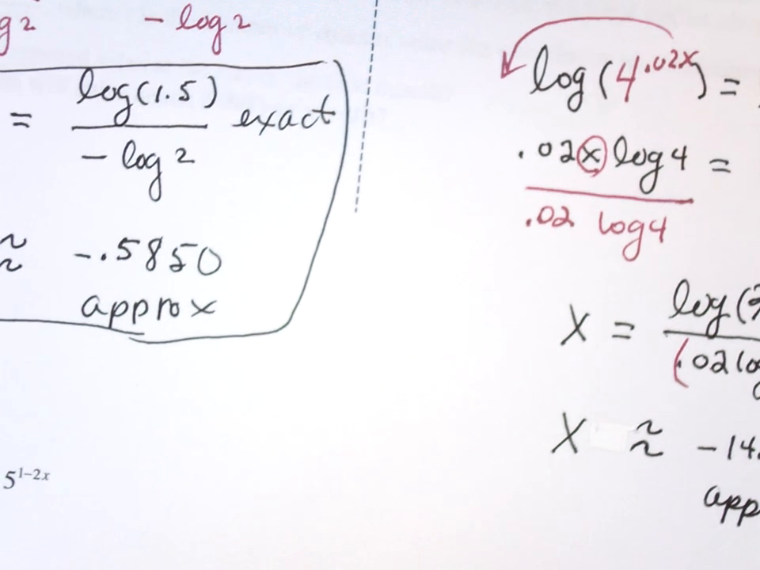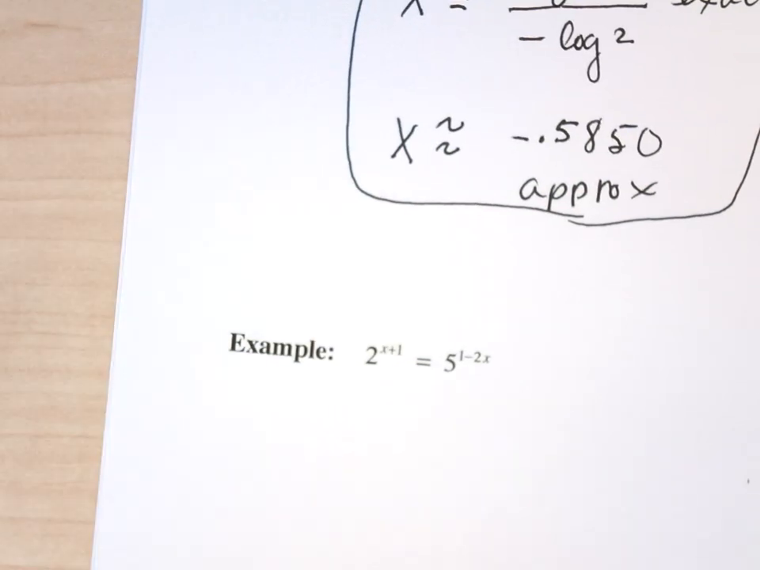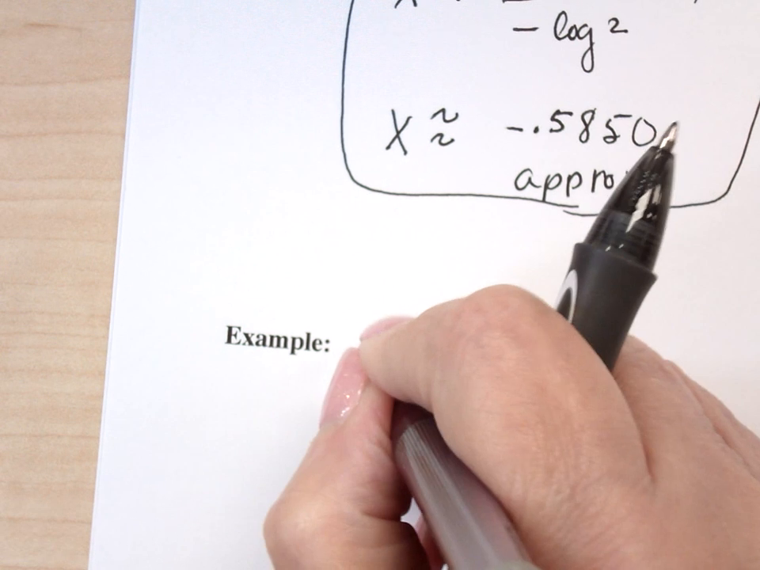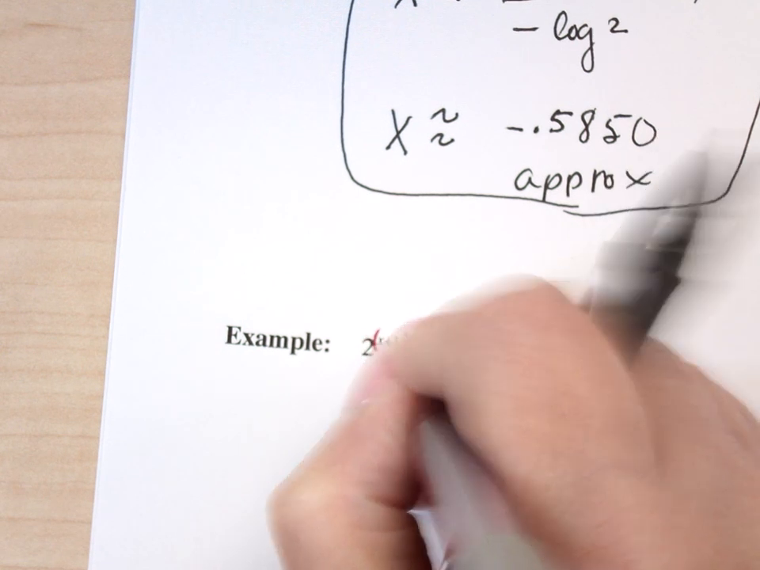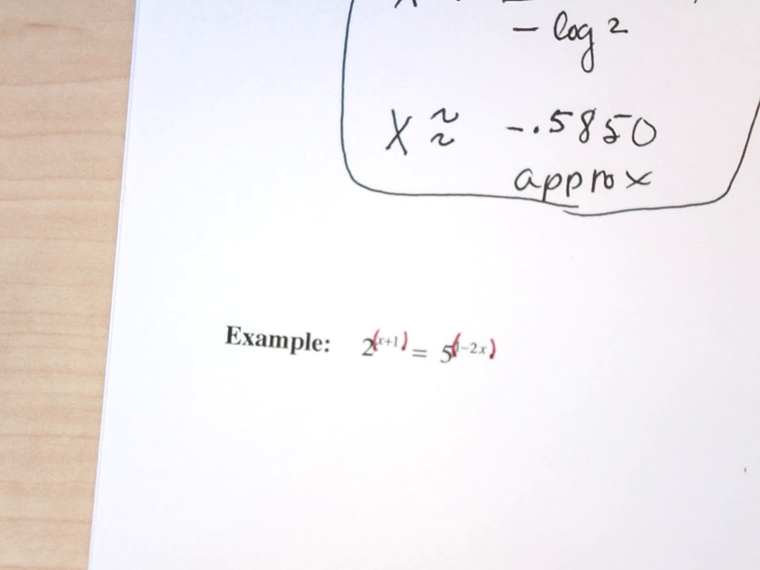Now, this is where things get ugly. The more exponents you have, the worse it is. Here I have an exponent of x plus 1. Here there's an exponent of 1 minus 2x. I put those in parentheses, as they should be, because they are.